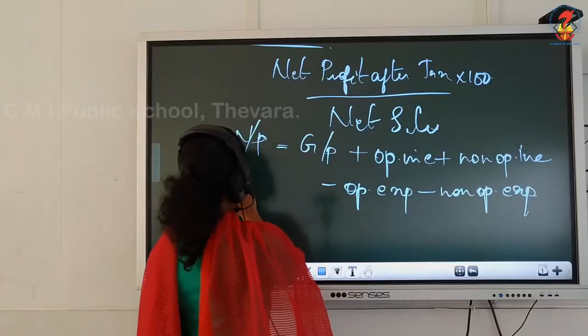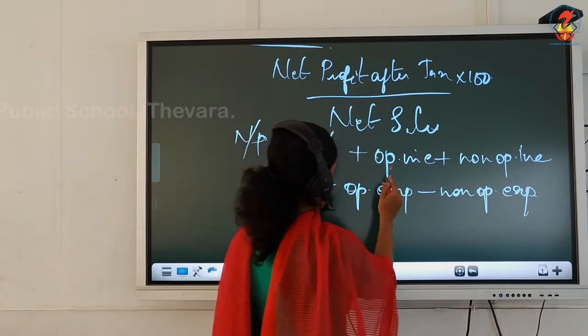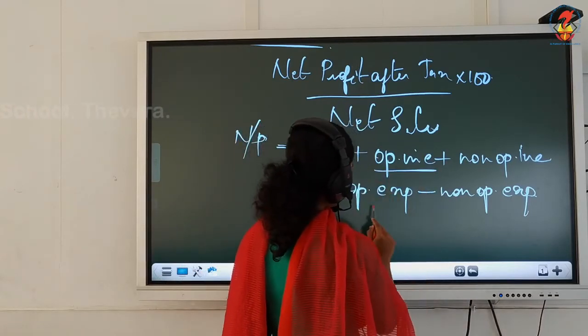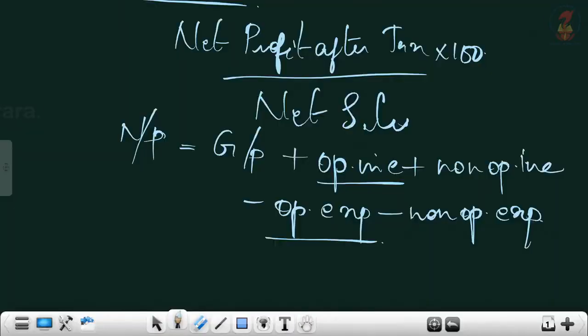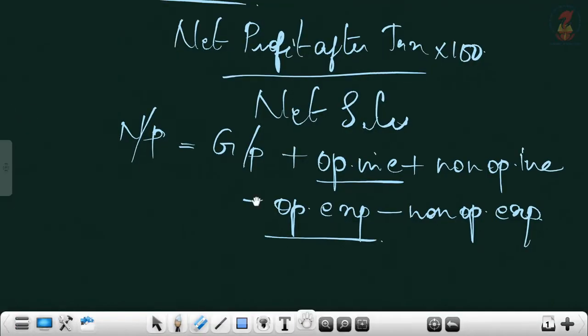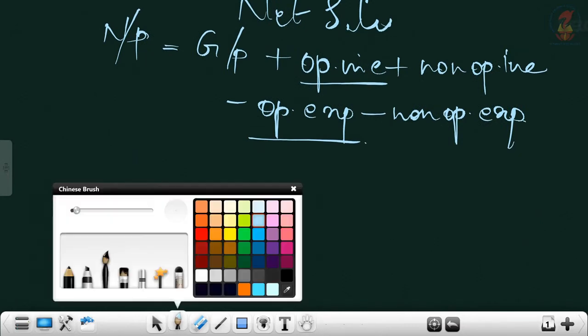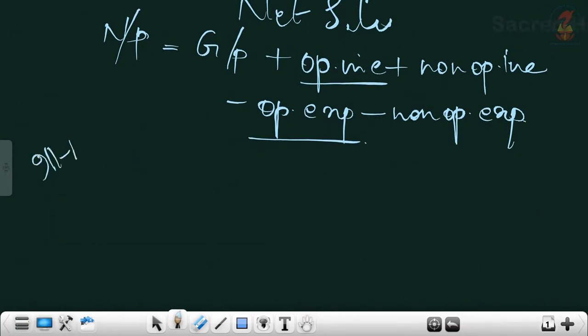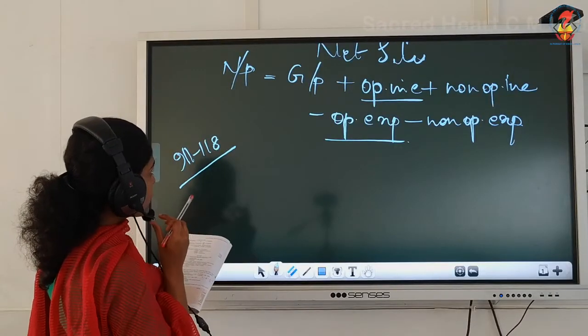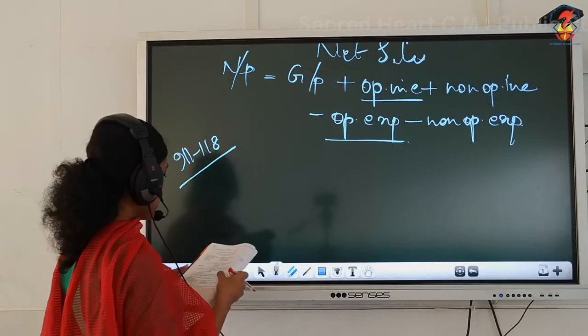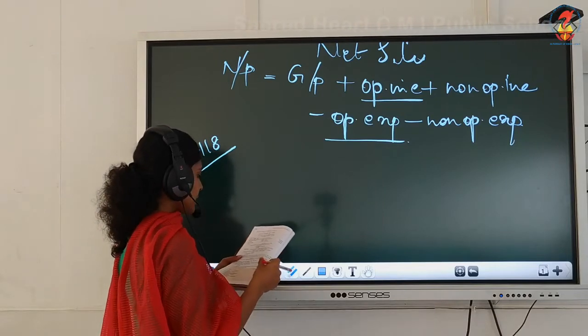If you have to compute operating profit, what's the difference? Just add operating incomes less operating expenses. That's the difference. We'll work out illustration 118. Net profit ratio is what you have to compute. So net profit by net sales into 100, that's net profit after tax.